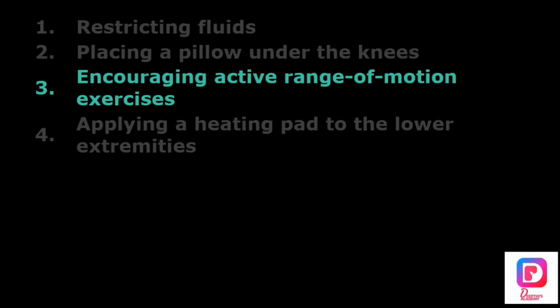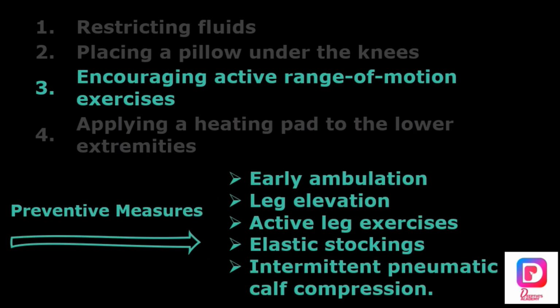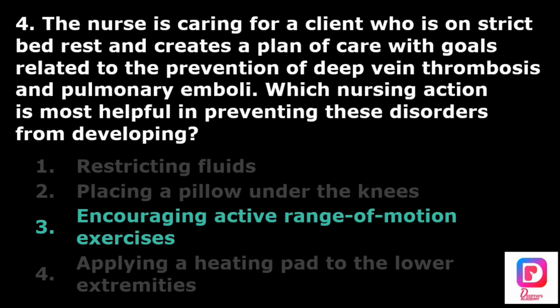Encouraging active range of motion exercises. Clients at greatest risk for deep vein thrombosis and pulmonary emboli are immobilized clients. Basic preventive measures include early ambulation, leg elevation, active leg exercises, elastic stockings, and intermittent pneumatic cuff compression. Let's see the fourth option, applying a heating pad to the lower extremities. Heat should not be applied without a primary healthcare provider's prescription as it is contraindicated. So we can conclude the correct answer is encouraging active range of motion exercises.